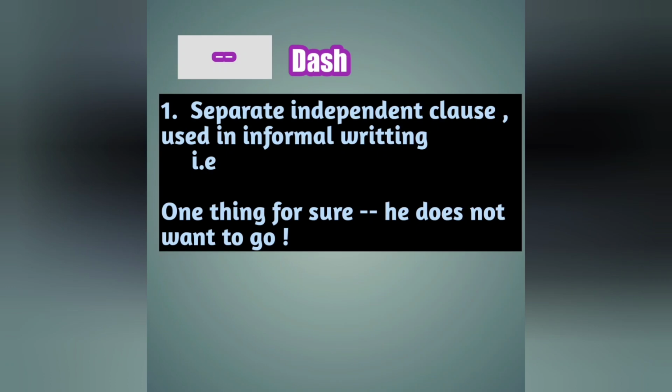Dash means a double hyphen. It is used to separate independent clauses in informal writing. For example: one thing for sure, dash, he does not want to go. You are not completing your sentence, and by the dash you are indicating something so that other people can understand. In this kind of case we will use a dash.